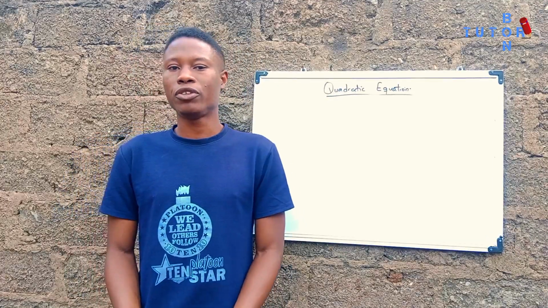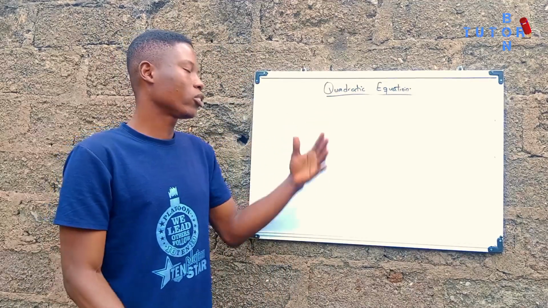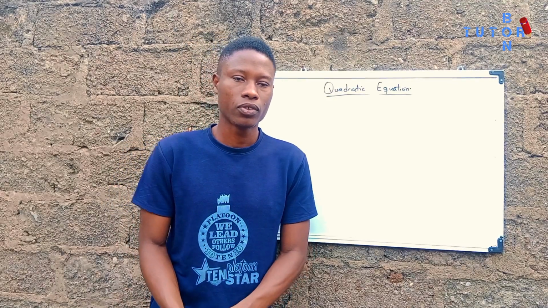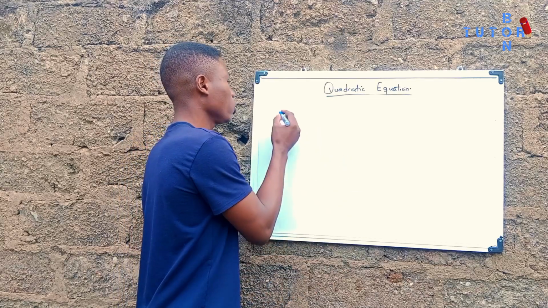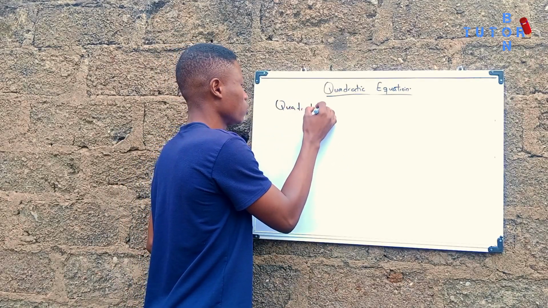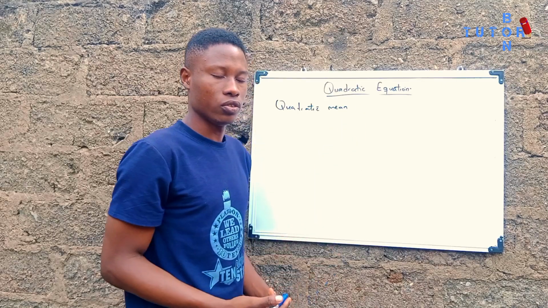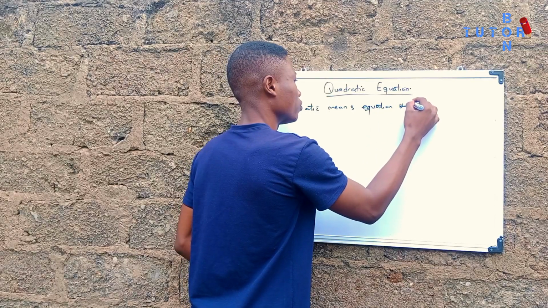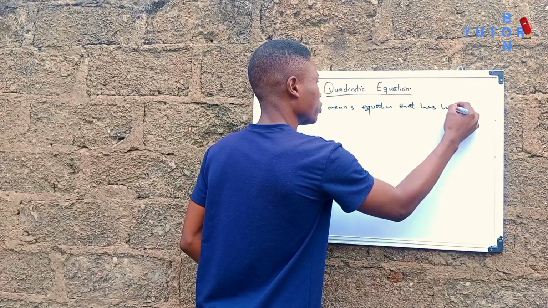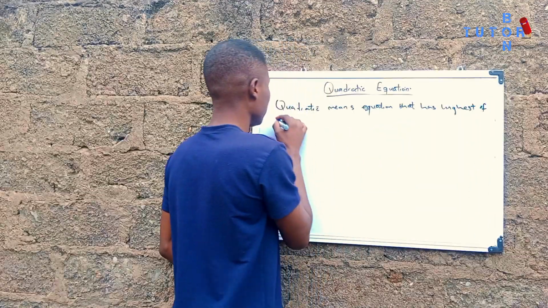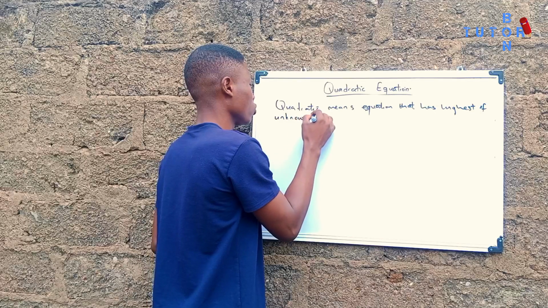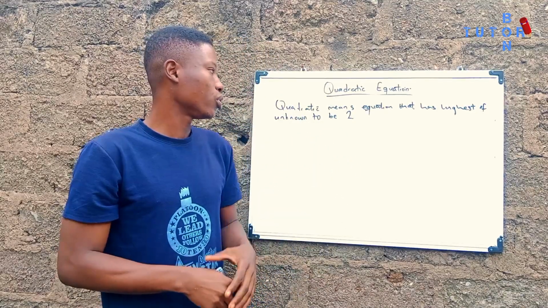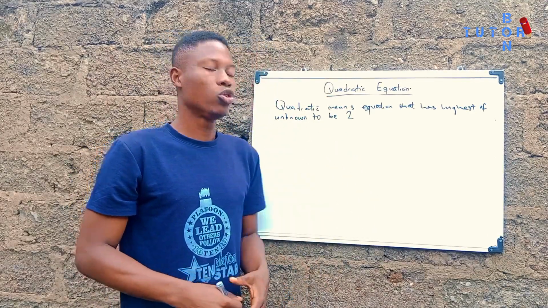We are through with our previous topic, and today we'll be talking about quadratic equation. What do we mean by quadratic equation? Quadratic equation means an equation that has the highest power of the unknown to be 2.